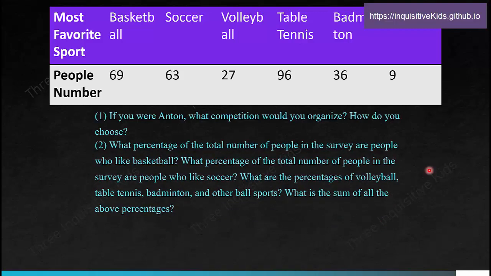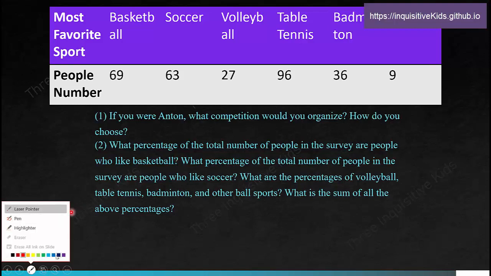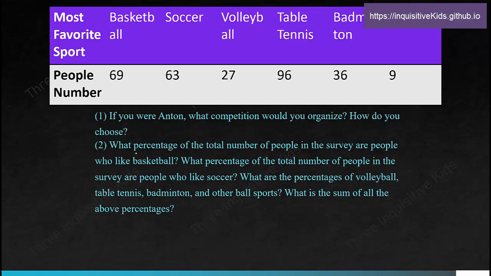Question 2: What percentage of the total number of people in this survey are people who like basketball? What percentage of the total number of people in the survey are people who like soccer? What are the percentages of volleyball, table tennis, badminton, and other ball sports? What is the sum of all of the above percentages? So, what is this question asking us for? It's the percentage of the total people in this survey who like basketball, soccer, volleyball, and all the other sports. Also, what is the sum of the above percentages? I'll just pick basketball, and you can do the other ones if you'd like.